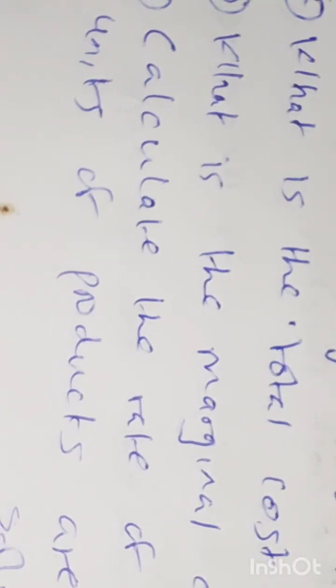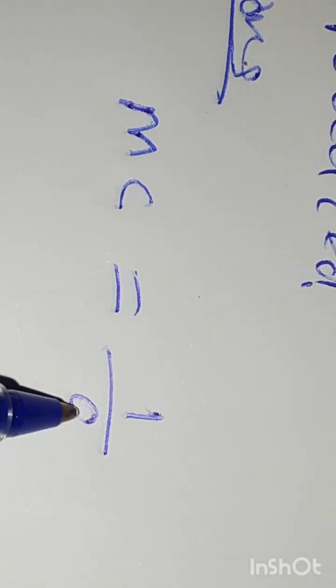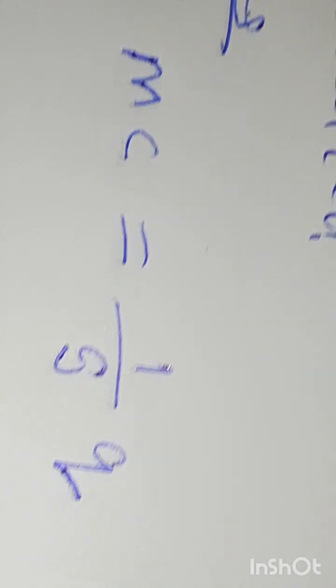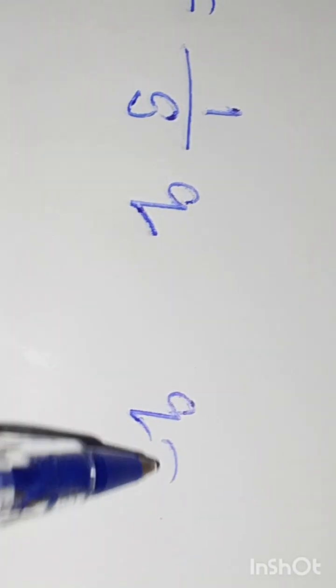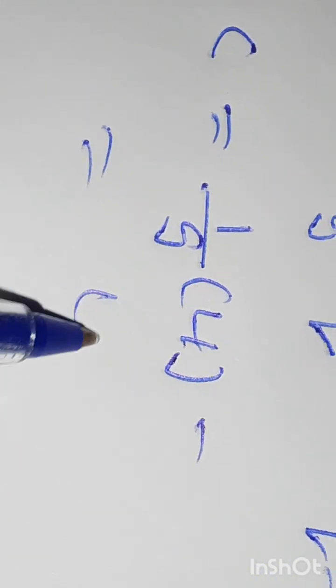So C is saying calculate the rate of change for costs when 4 units of products are produced. So when you produce 4 units of the product, what is the rate of change of the cost? To find the rate of change, we're going to use the formula for marginal cost. So we know that our marginal cost is equal to 1 over 5q. Then we have been given that q is equal to 4. So marginal cost is equal to 1 over 5 times 4, which is equal to 4 over 5.